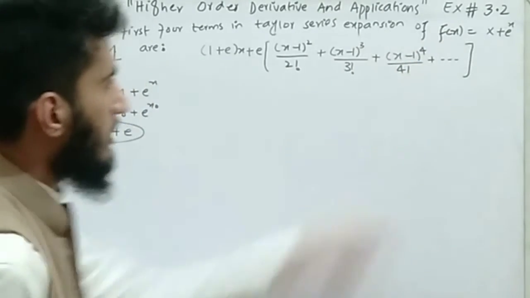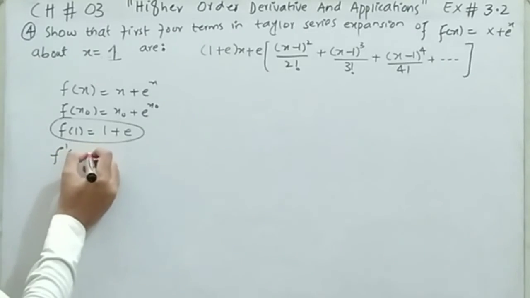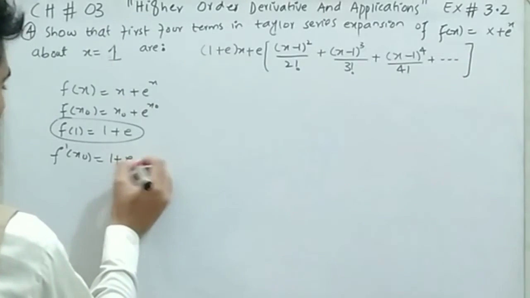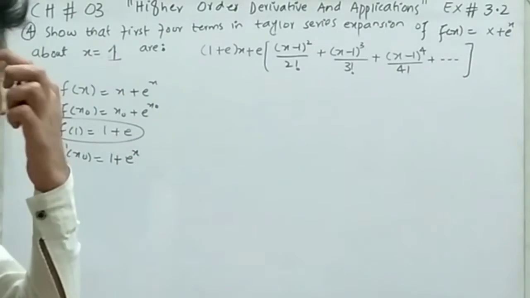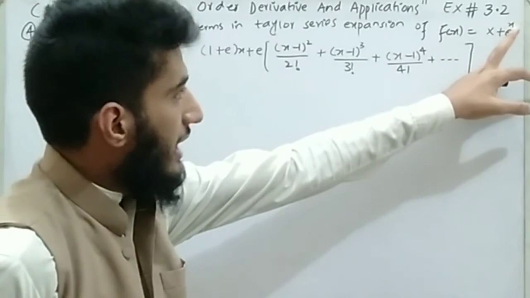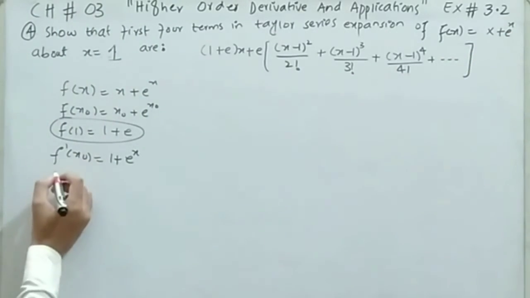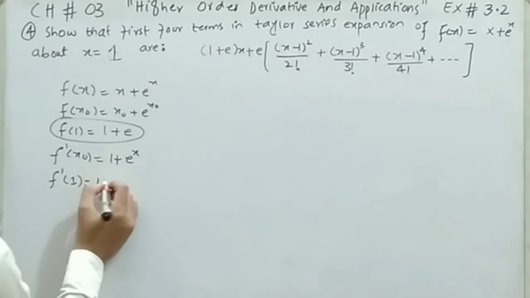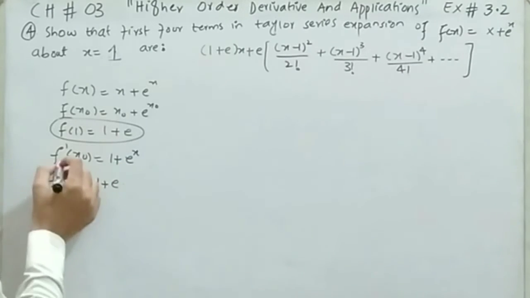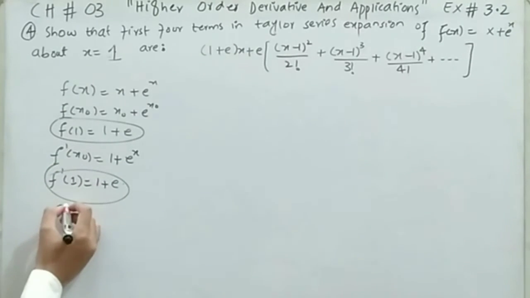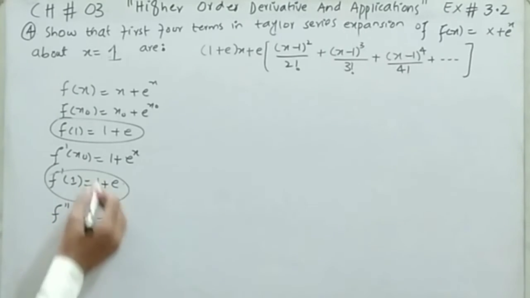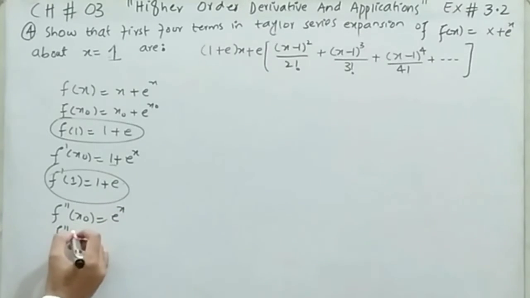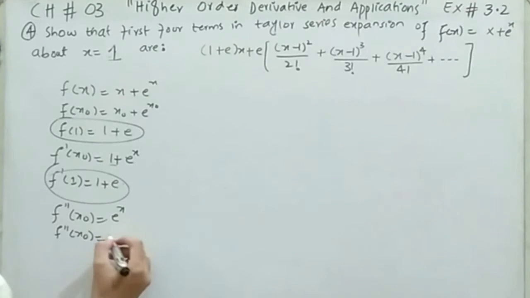Now differentiate the given function, so it becomes f prime of x naught. You know that the derivative of x is 1, and the derivative of e power x is e power x. Now at x is equal to 1, f prime of 1 will give us 1 plus e. For the second derivative, f double prime of x naught: the derivative of 1 is 0, and the derivative of e power x is just e power x. So at x is equal to 1, f double prime will be equal to e.